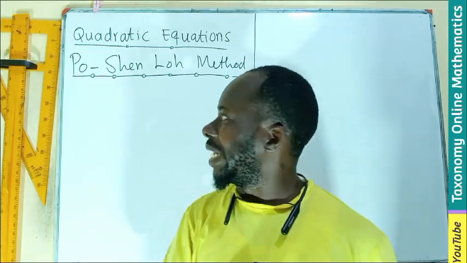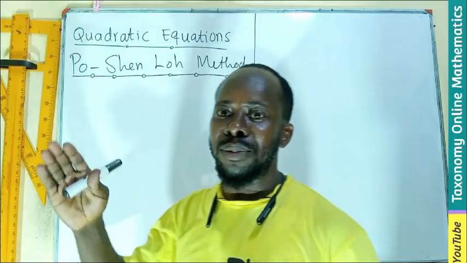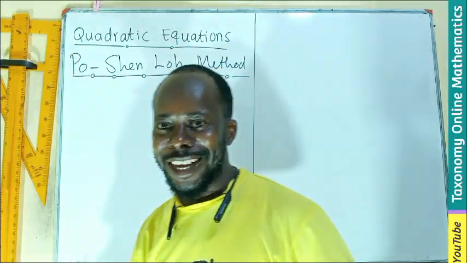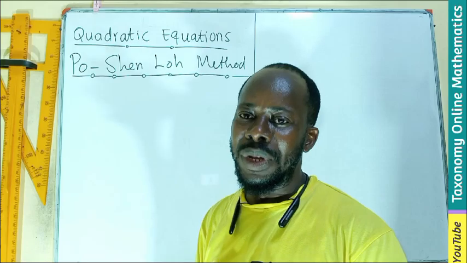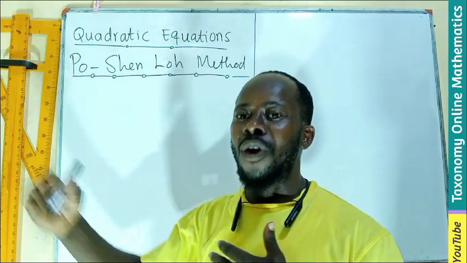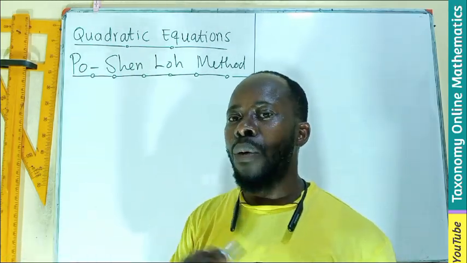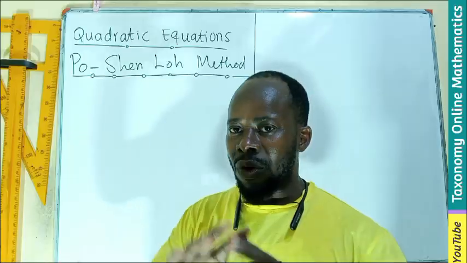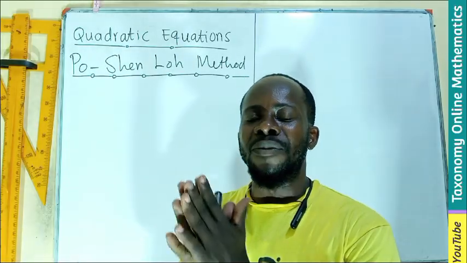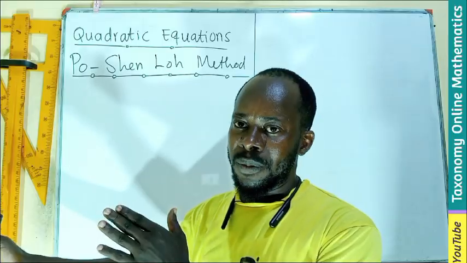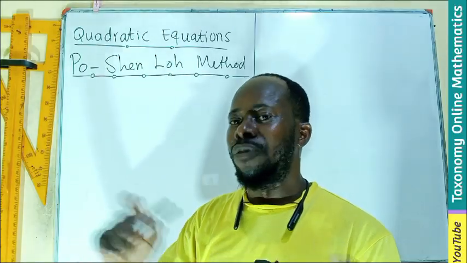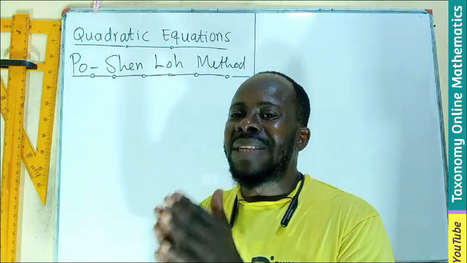One of such methods is the Po-Shen Loh method of solving quadratic equations, which also has a long-term stem from completing the square, but on the surface of it stems from the average of the sum of roots. That is how it is stemmed.